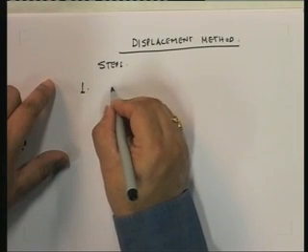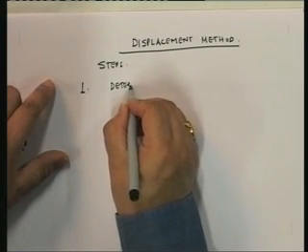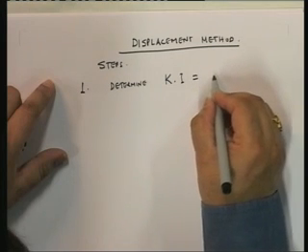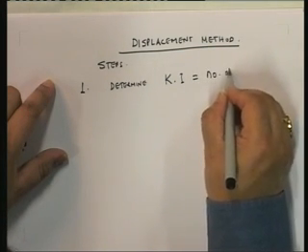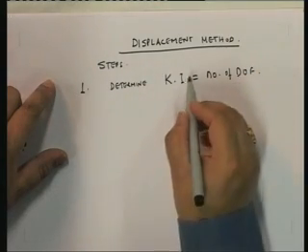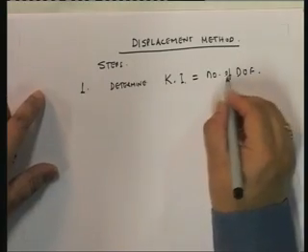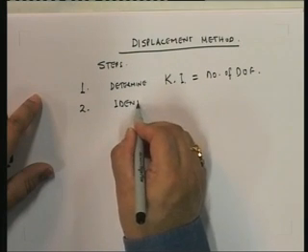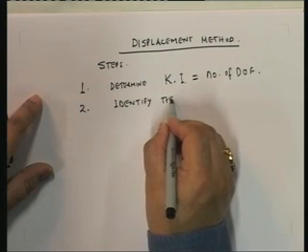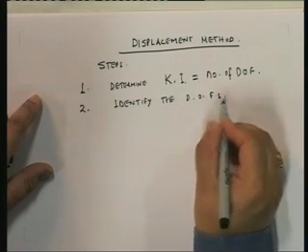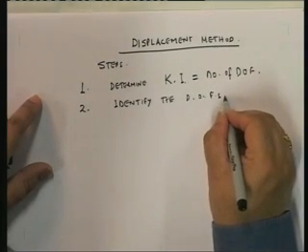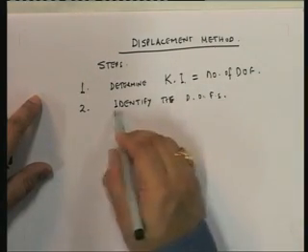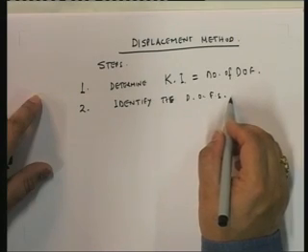One, determine kinematic indeterminacy, which is equal to the number of degrees of freedom. That is the first step. Two, identify the degrees of freedom. In other words, identify the displacement quantities that you want to be your degrees of freedom. Normally, this is self-explanatory. In peculiar situations, you may have to choose this.